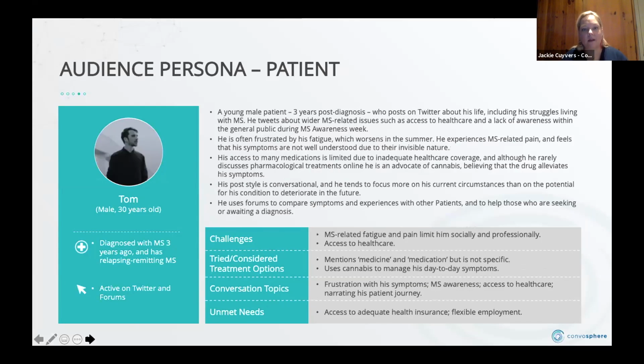Whereas Tom, a male patient, is active on Twitter and forums. He is more interested in pursuing lifestyle management, in this case cannabis, which was mentioned quite a bit in the data set by patients, to manage his day-to-day symptoms. And he has frustration with his symptoms and lacks access to adequate healthcare or treatment options.